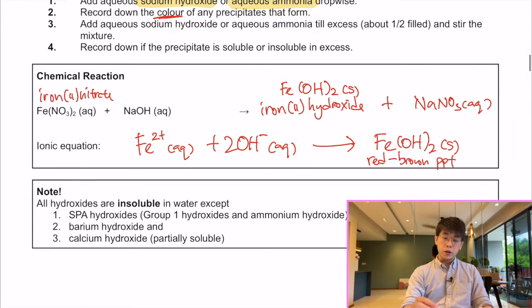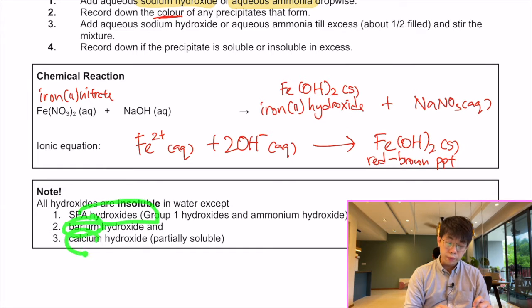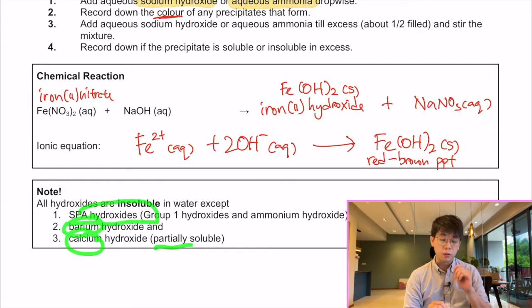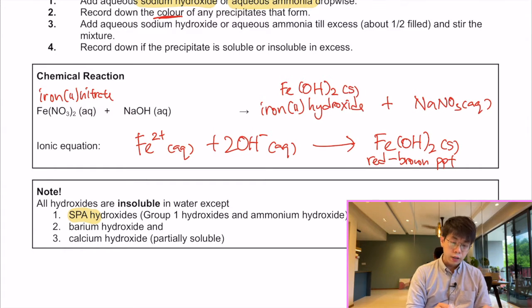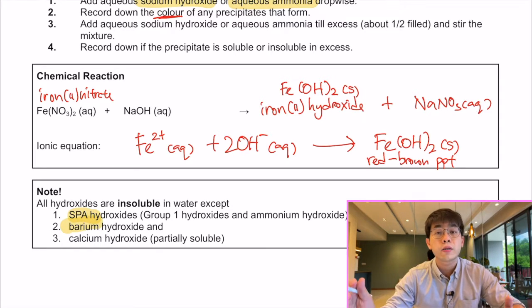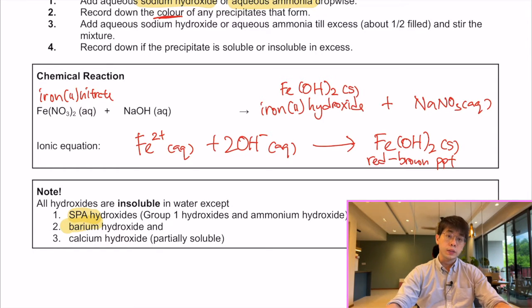This is because, as you can see over here, all hydroxides are insoluble except your SPA hydroxides, and your barium hydroxide and calcium hydroxide, which are partially soluble. So this method cannot be used to identify SPA ions. We cannot test whether there's sodium or potassium ion in our water using this method, and we cannot use it to test barium ions in our water.